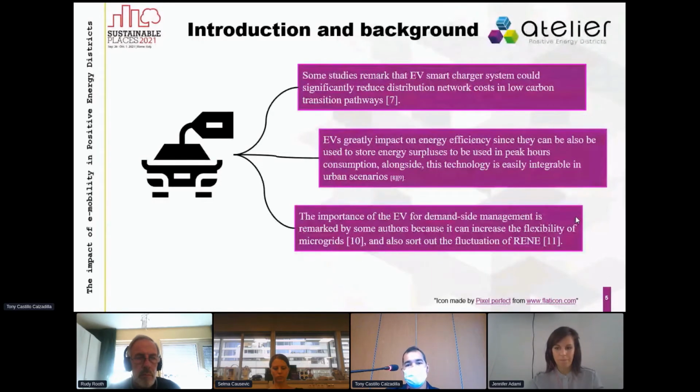Alongside, this technology is easily integrable in urban scenarios like the ones presented in PETs. The importance of electric vehicles rises when we take into consideration demand side management, and also in the Atelier project the importance of the flexibility of the microgrids has been remarked. Another important aspect that electric vehicles add to the PETs is they can help to sort out the fluctuation of renewable energy.